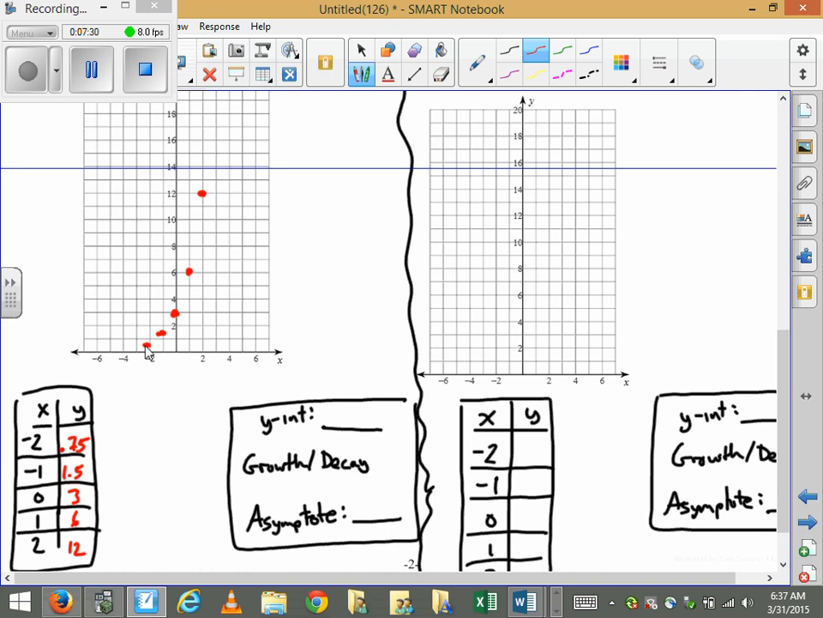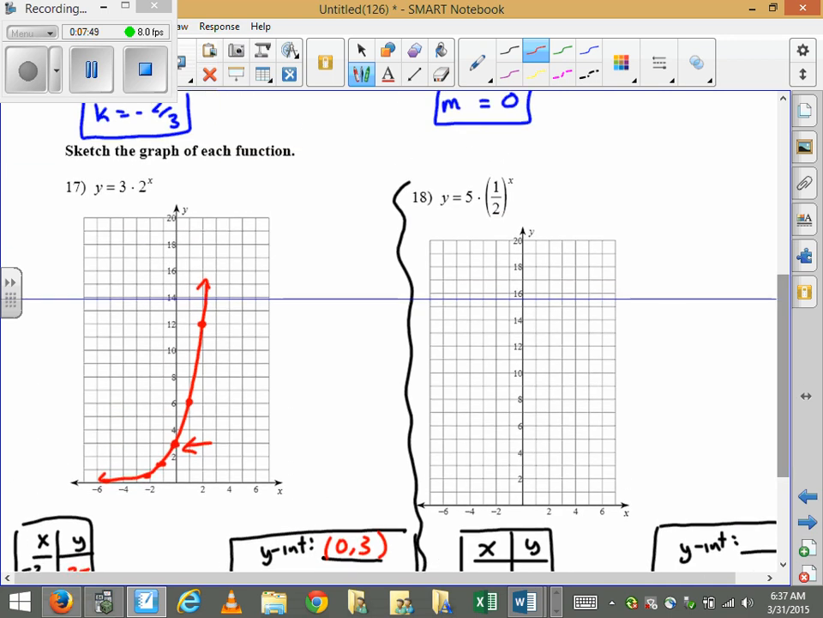And what we can see, when we connect this thing, it looks like it's going to go down. It can get really close to the x-axis, but not quite cross it. So that actually tells us the asymptote is y equals 0. I can see the y-intercept right there is 0, 3. And then this is going up, so this is a growth function, right? Another way to look at this, remember, just looking at the function, there's your y-intercept. And that 2 is greater than 1, so this is exponential growth.